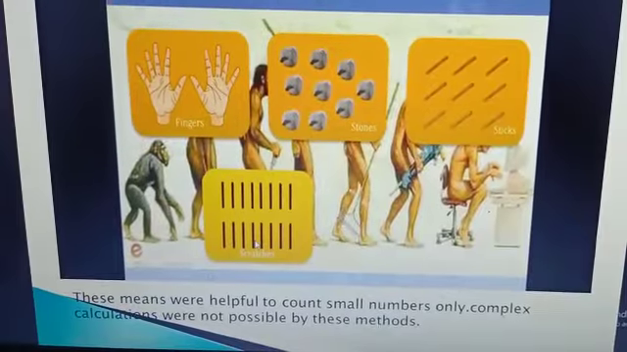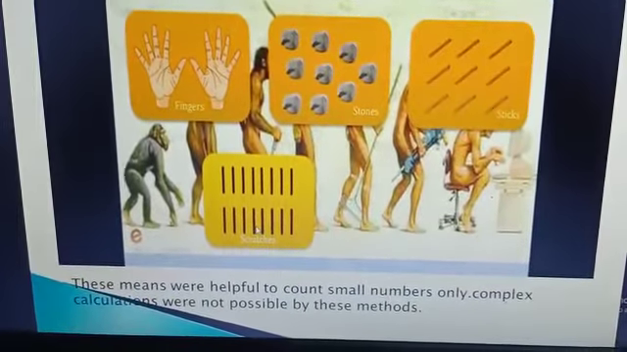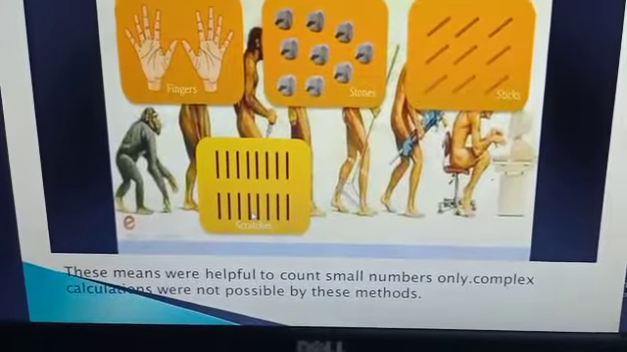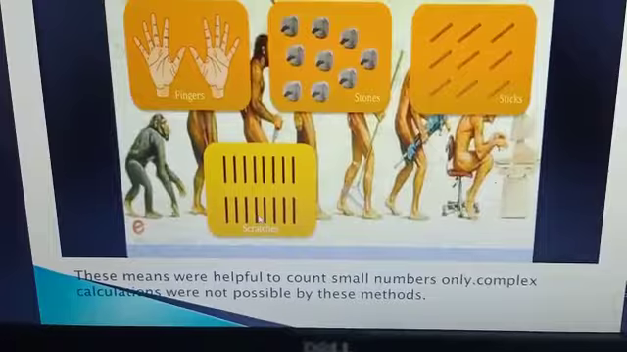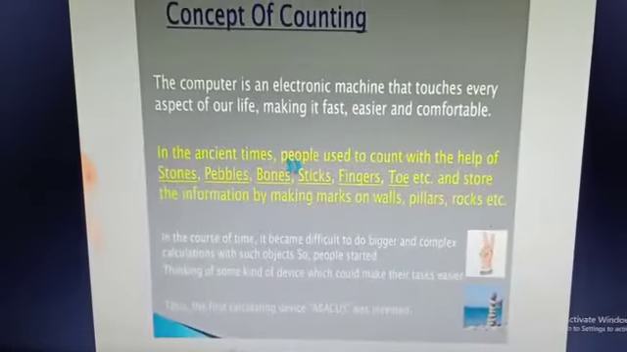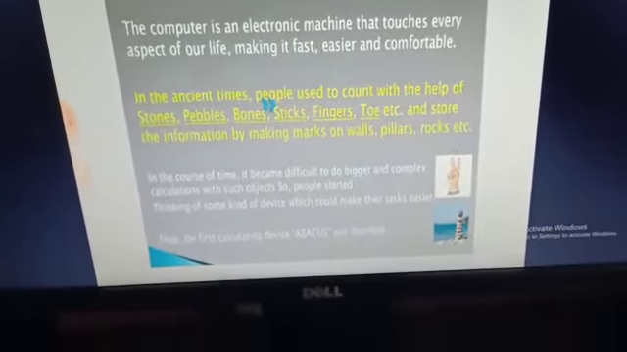But these means were helpful to count small numbers only. Complex calculations were not possible by these methods. So what happened? There came the need to find some improved devices. Understood?